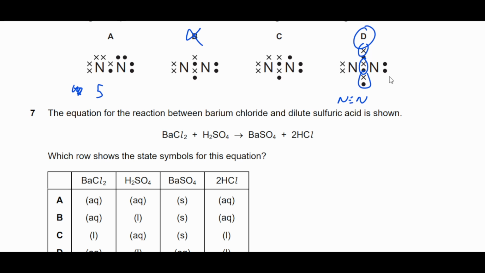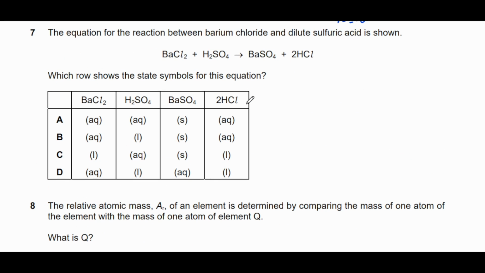Okay. Next. Question 7. The equation for the reaction between barium chloride and dilute sulfuric acid is shown. Which row shows the state symbols for this equation? Right. So, firstly, you need to know that barium chloride is soluble, right? So therefore aqueous. So C is wrong.